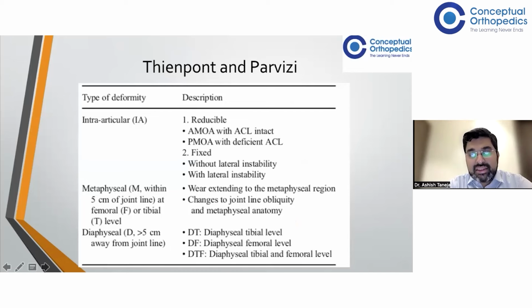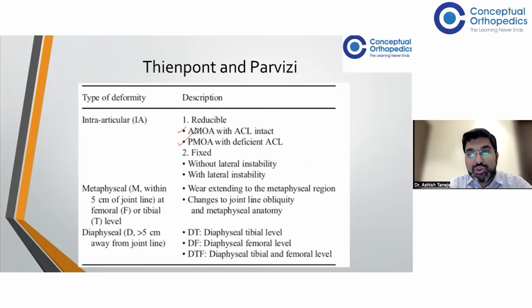So how do you classify these deformities? Varus deformity has been classified by Thienpont and Parvizi into 3 main types: intra-articular, which can be a reducible deformity, early stages. It can be an anteromedial OA or a posteromedial OA. You have to understand this clearly, that till the ACL is intact, it starts with anteromedial OA. The sequence of deformity always starts with an anteromedial OA, then the ACL gets damaged and the disease progresses to posterior. So anteromedial OA with ACL intact. Second will be posteromedial OA with deficient ACL.